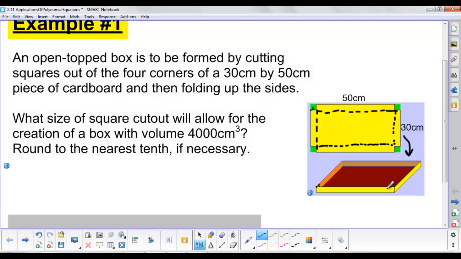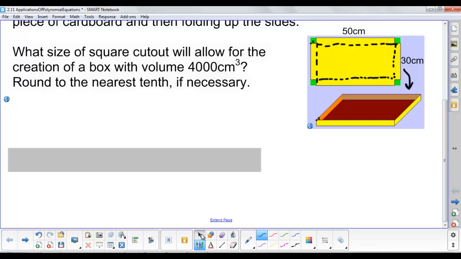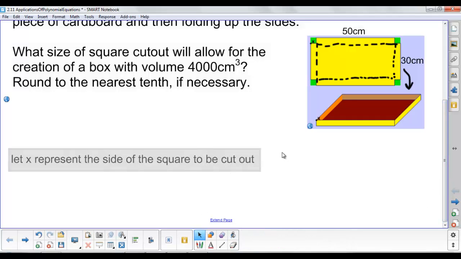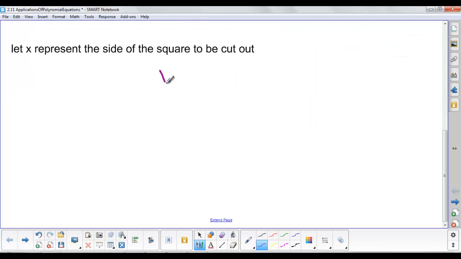So the question is saying, what size square should we cut out so that we can create a box with a volume of 4,000 centimeters cubed? So to start this question off, what we're going to do is give our little let statement here. We want to say that x represents the side length of the square that gets cut out. And just like the last application problem that we did a few lessons ago, we'll start with what we know. We know that we want to create a volume of 4,000 centimeters cubed.